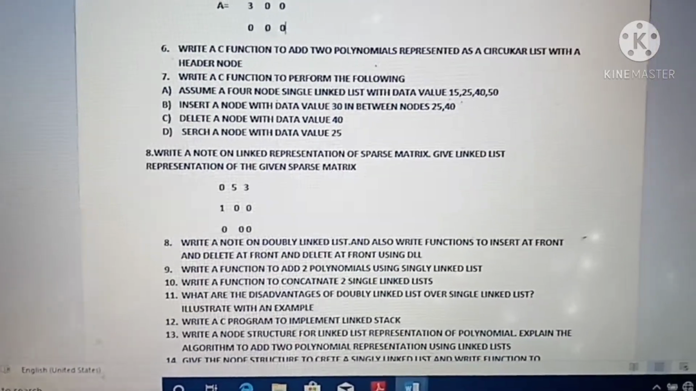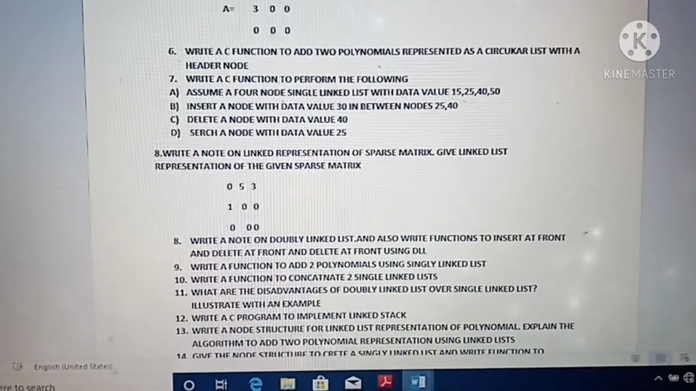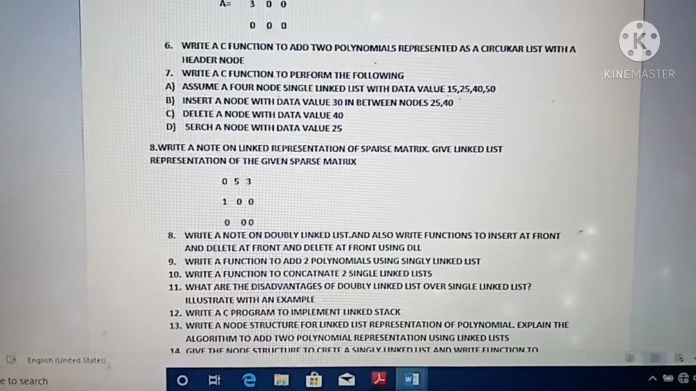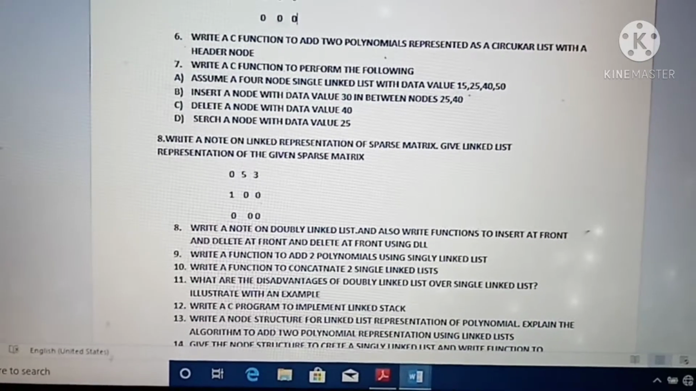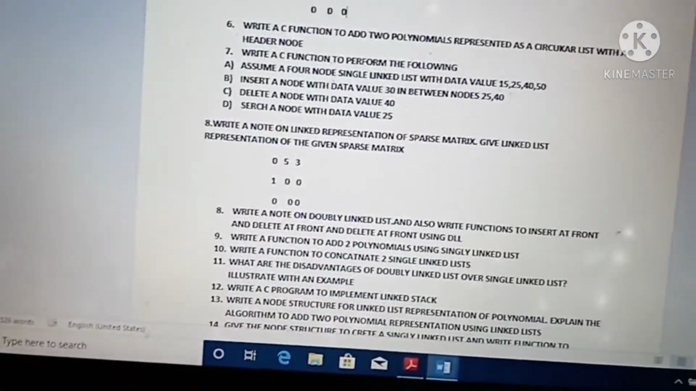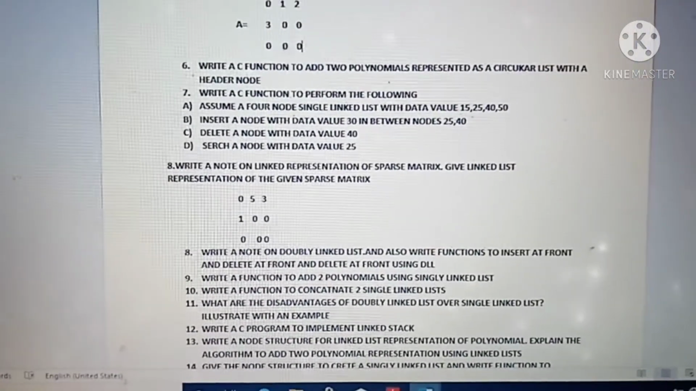The next one is, write a note on linked representation of a sparse matrix. Give the linked list representation of the given sparse matrix. The matrix is 0, 5, 3, 1, 0, 0, 0, 0, 0. Now you understood this, no?